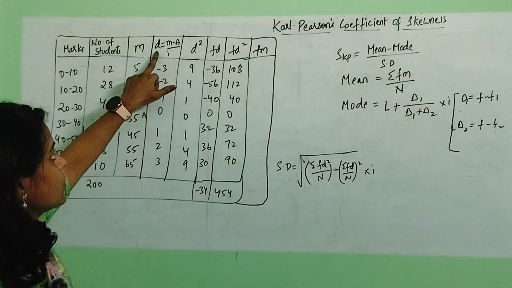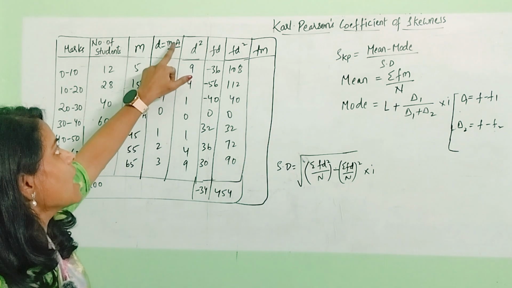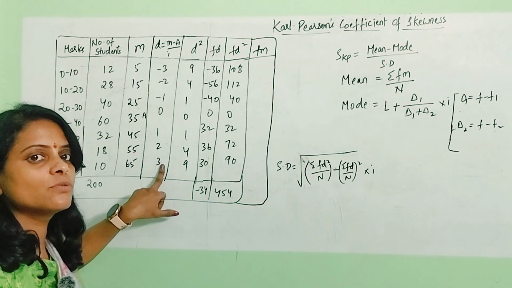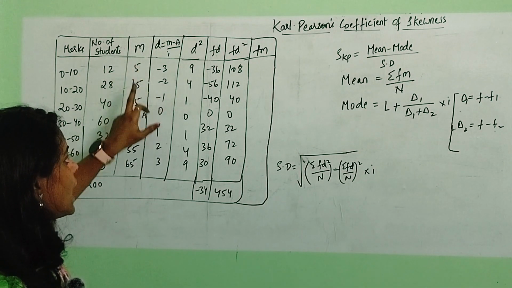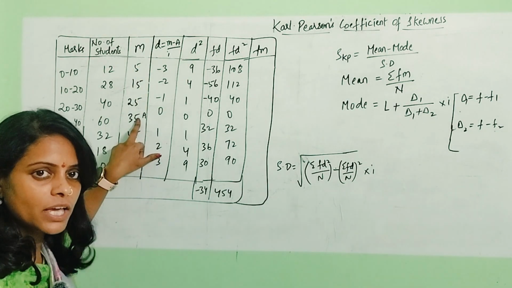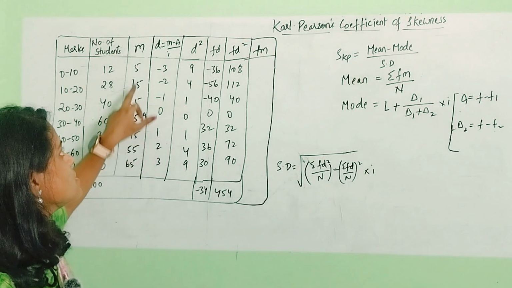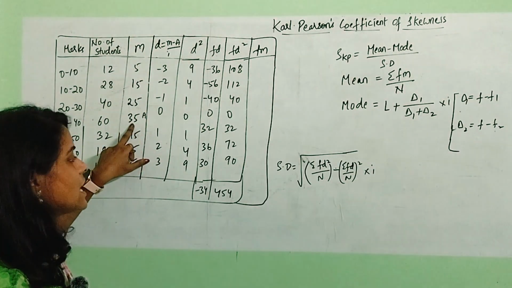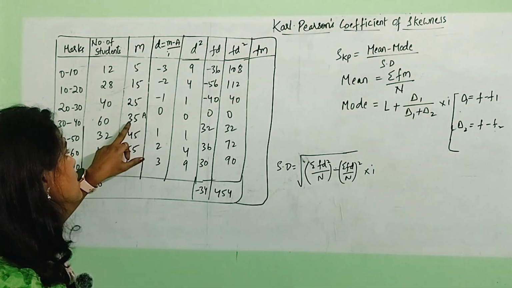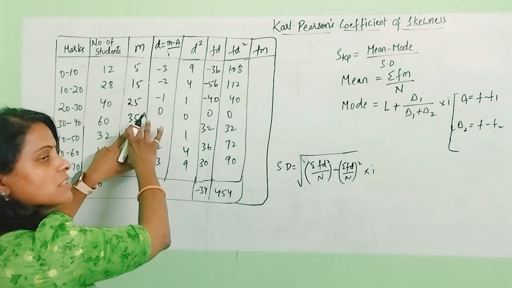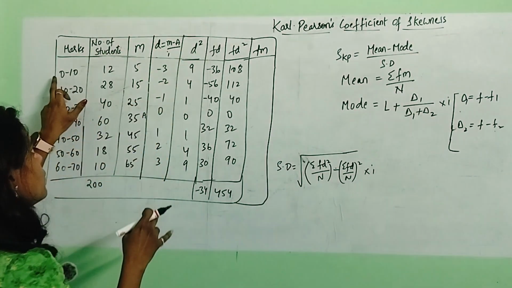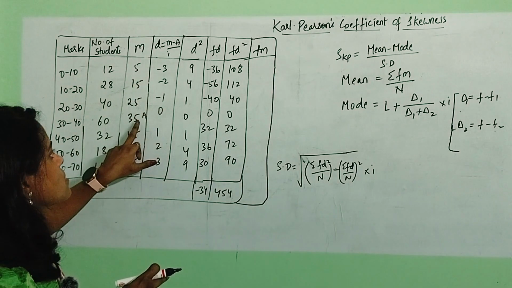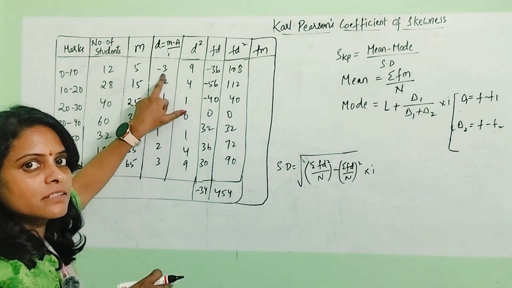First, we have to find the d value. What is d? d is m minus A by i. I have directly written the values here. A is the assumed mean, that is the middle value in the m values, which we take as A. The assumed mean is 35. So 5 minus 35 divided by 10. Why 10? Because the class interval i is 10.